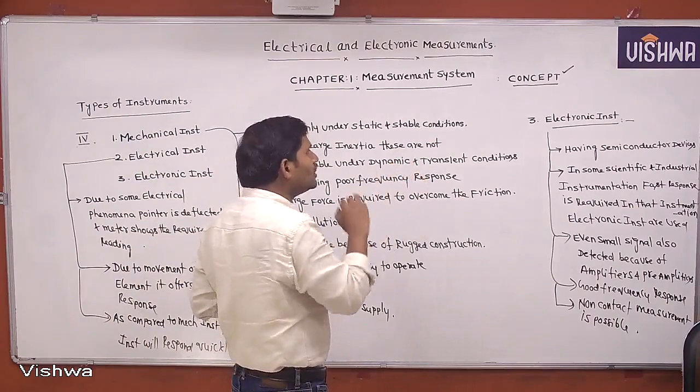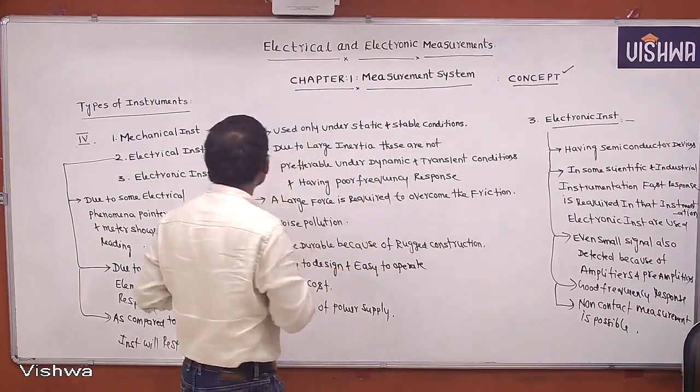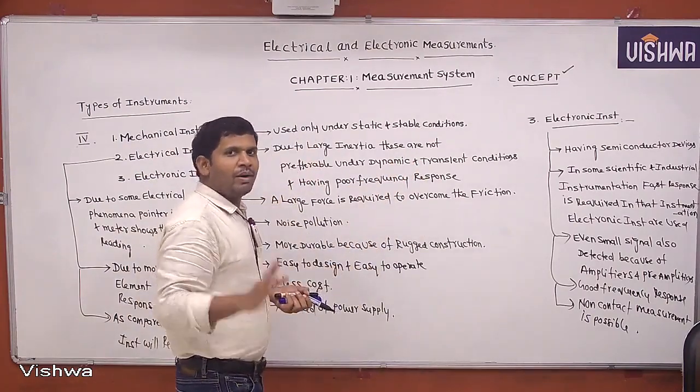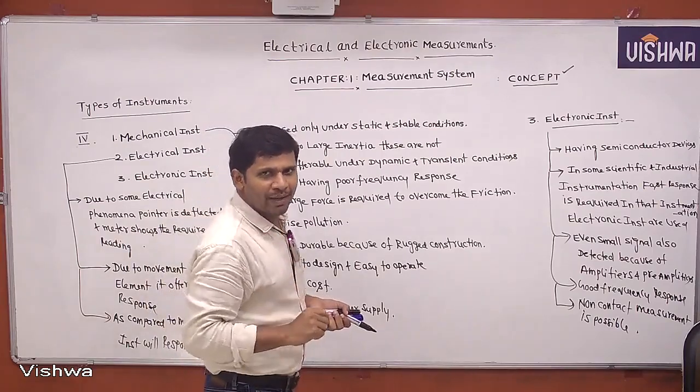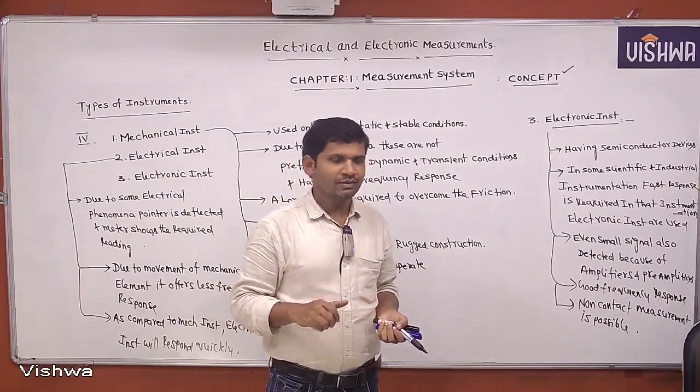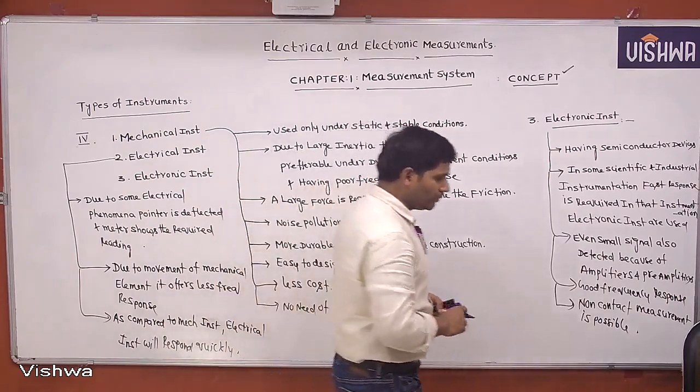Then if electronic instruments are not there, then only you can select mechanical instruments. But under transient and dynamic condition, we never prefer mechanical instruments. Clear? Concentrate. Quick. Note down.